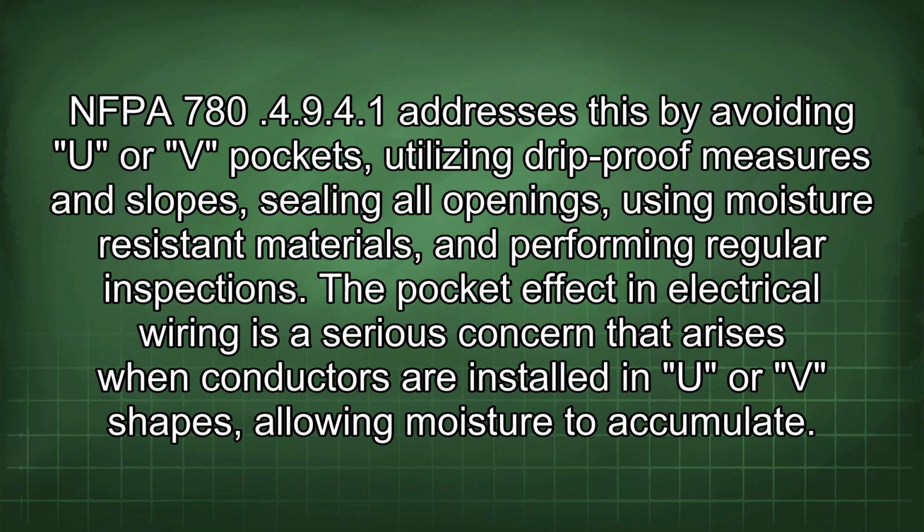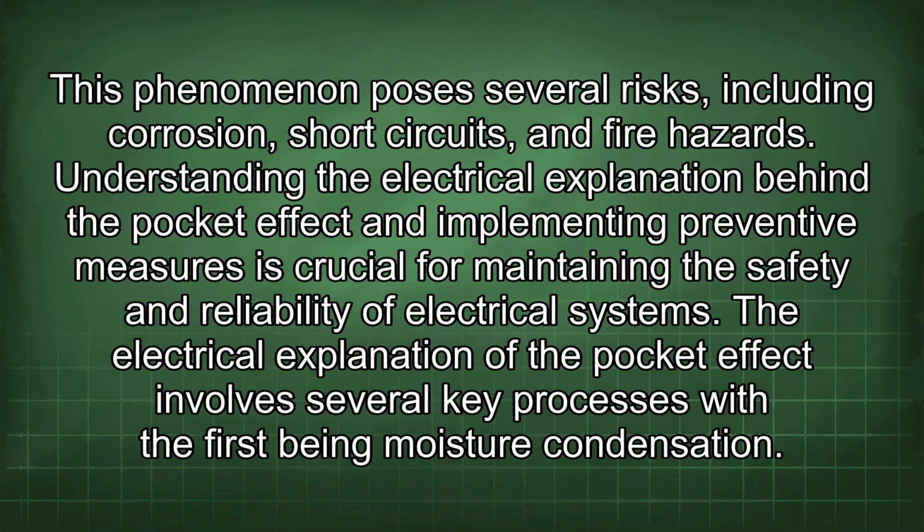in U or V shapes, allowing moisture to accumulate. This phenomenon poses several risks, including corrosion, short circuits, and fire hazards. Understanding the electrical explanation behind the pocket effect and implementing preventive measures is crucial for maintaining the safety and reliability of electrical systems. The electrical explanation of the pocket effect involves several key processes, with the first being moisture condensation.